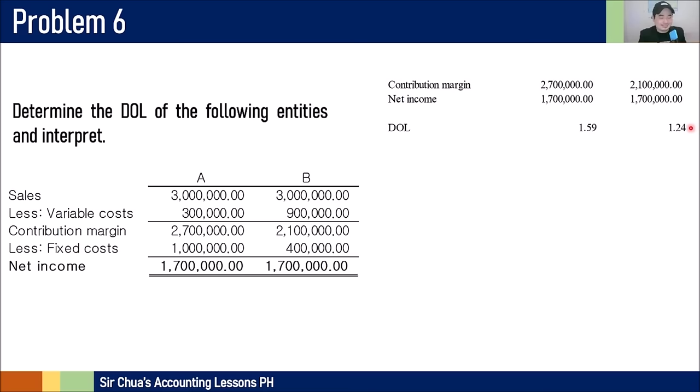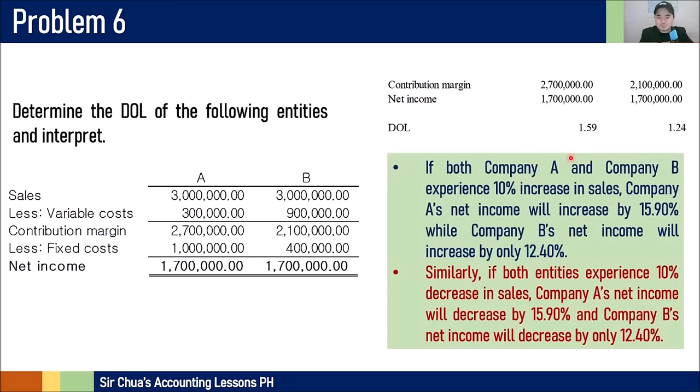Una, sabi natin kanina, pag mataas ang fixed cost, dun mas mataas ang degree of operating leverage. What will now be your interpretation? If both company A and company B experience 10% increase in sales, ang net income ni company A tataas by 15.9%. Okay? Pero si company B, dahil ang operating leverage factor niya ay 1.24 lang, ang net income niya mag-i-increase lang ng 12.4%. But here is the bad news. If both entities experience 10% naman pa-decrease ng sale, ang net income ni company A bababa naman ng 15.9%. Pero kay company B, ang mararanasan niyang decrease naman in net income, 12.4% lang.